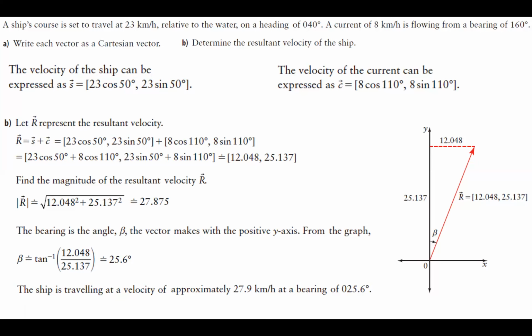Next, the bearing is an angle beta, as shown here in this figure on the right. It is the angle the vector makes with the positive y-axis. From the graph, we know beta is arctangent of 12.048 over 25.137, which is approximately 25.6 degrees. Therefore, the conclusion is the ship is traveling at a velocity of approximately 27.9 kilometers per hour and at a bearing of 025.6 degrees.